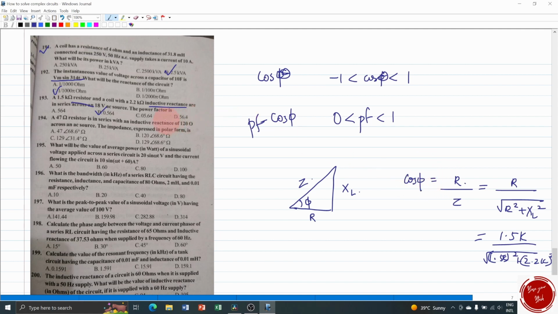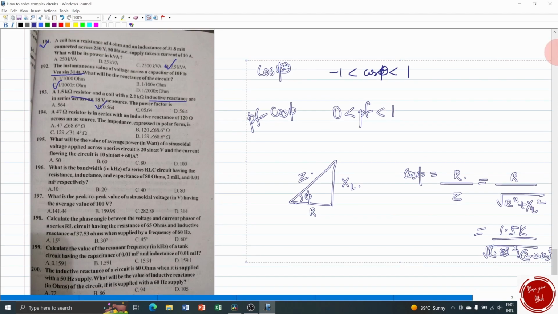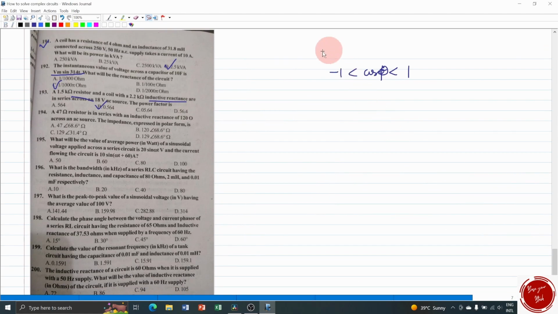So this is the proper way of getting the power factor value. But since we have options like this, we can calculate the range. We can see the range of PF and finally arrive at the solution. Moving on to the next question. Question number 194.